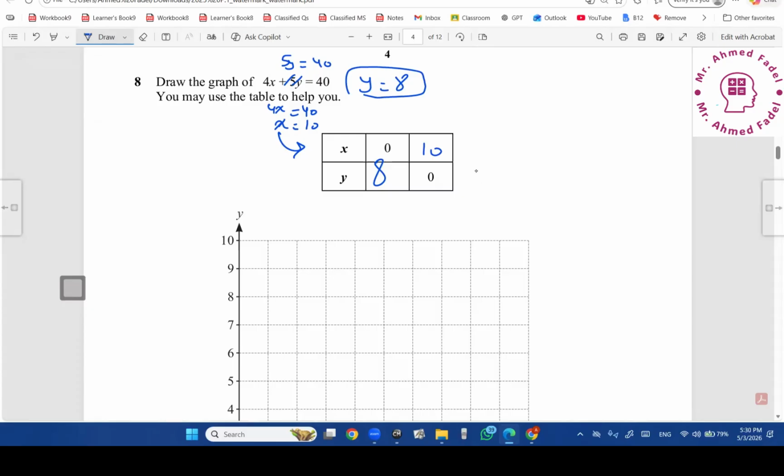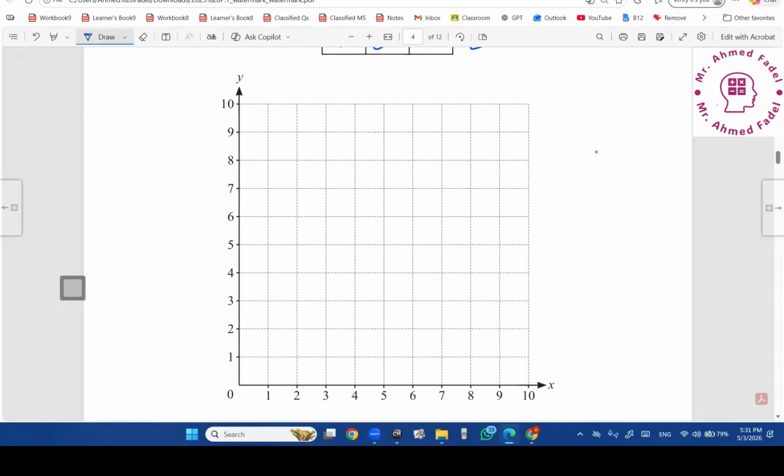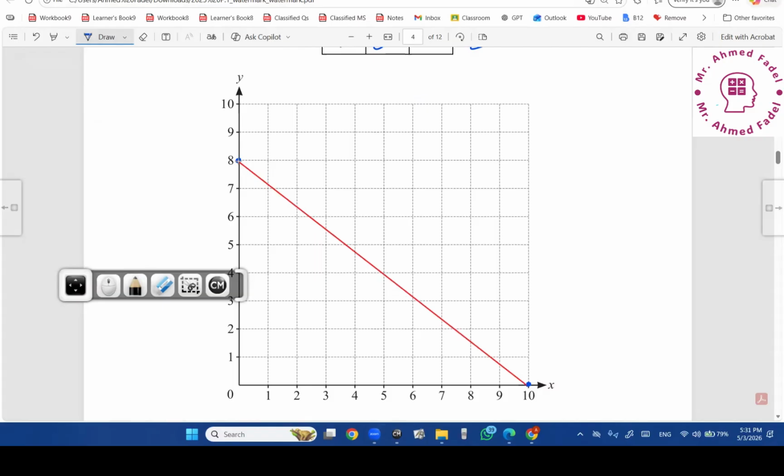This step is very easy and straightforward. So 0, 8, 10, 0, you plot this on your graph. 0, 8 is here. 10, 0 is here. Then you connect them using a ruler and a pencil in a straight line. Here you go.